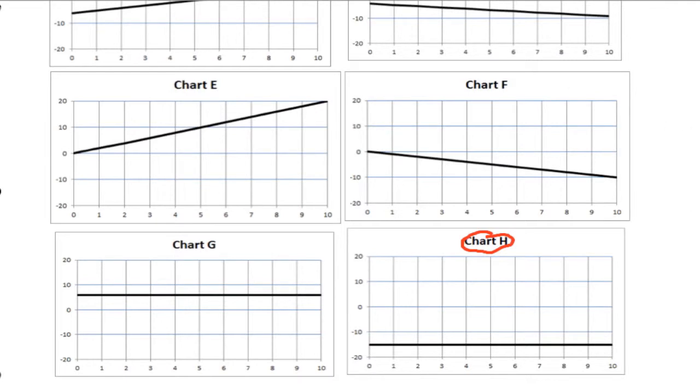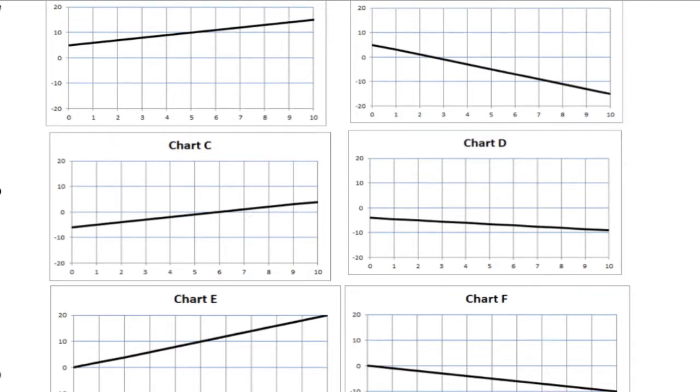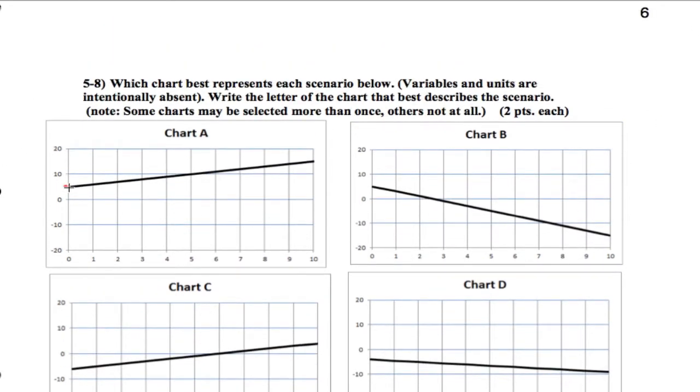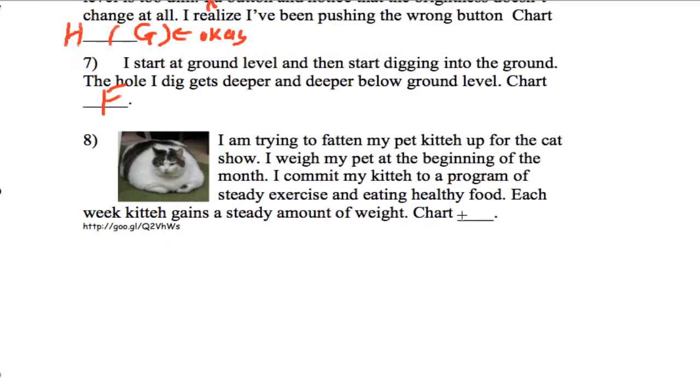So we need a cat that, let's see, we'll start this cat off at about, oh, look at that. If I choose chart A, I have a cat that starts at about 10 pounds and eats food and steadily gets more and more heavy. So I would choose chart A for that one. So I hope that helps you answer the questions.